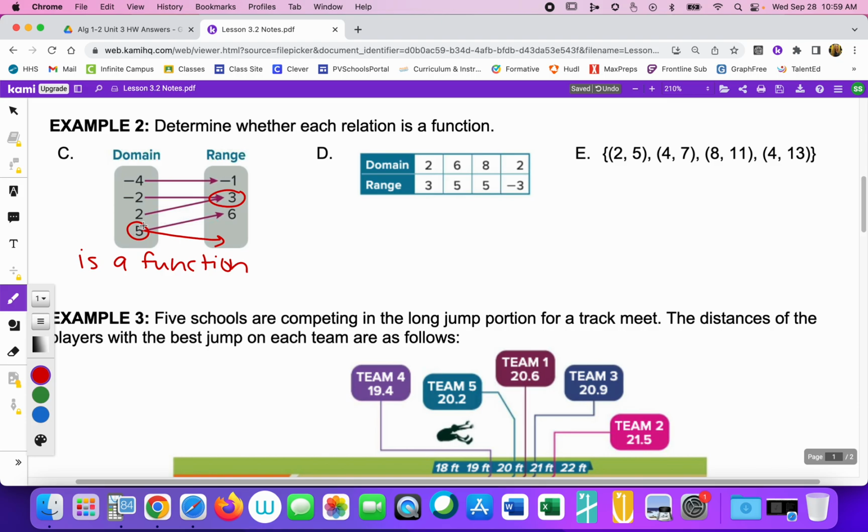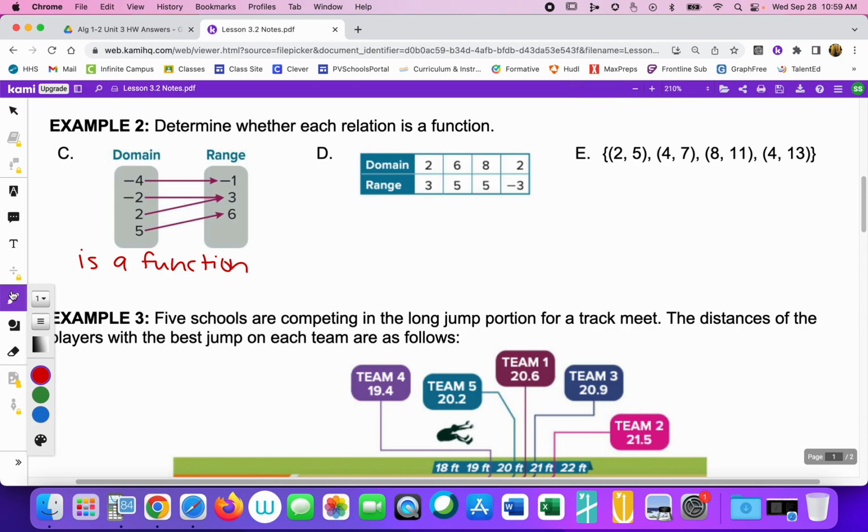So if these are in your homework, if you have two arrows coming from a number, so it branches out to two different areas, that is not a function. This one is, because every domain value had a separate y value. The y's can repeat, x's cannot.